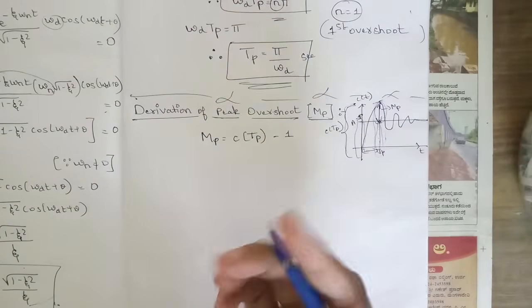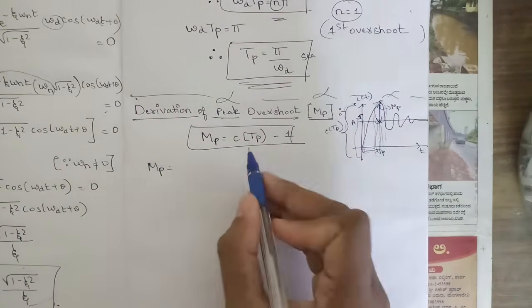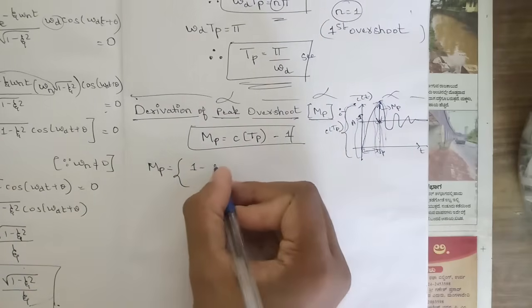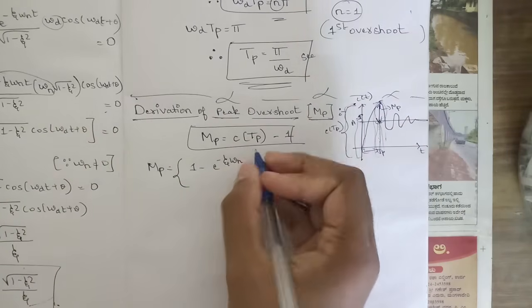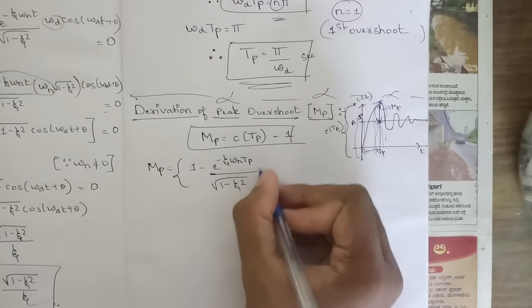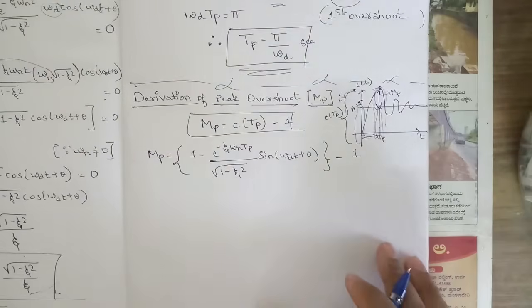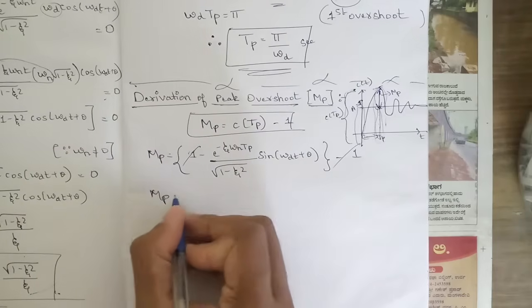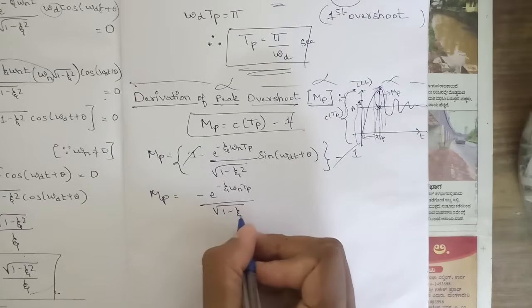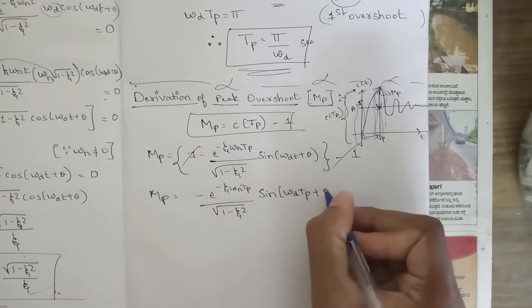Peak overshoot. So now we have got this condition. According to this condition, let's substitute the value, that is MP is equal to C of TP, or C of T where the value of T is equal to TP. So substitute the value of C of T, that is 1 minus e to the power minus zeta omega n, in place of T we need to write TP now, since T equal to TP, divided by square root of 1 minus zeta square, sine of omega d TP plus theta, minus 1. We can say that 1 minus 1 is 0, so we can cancel it out. So MP is equal to minus e to the power minus zeta omega n TP divided by square root of 1 minus zeta square, sine of omega d TP plus theta.